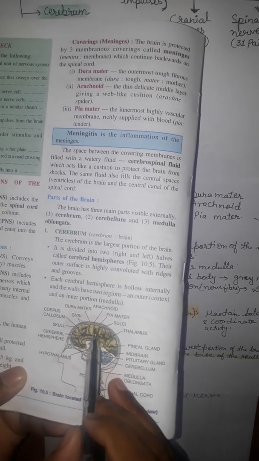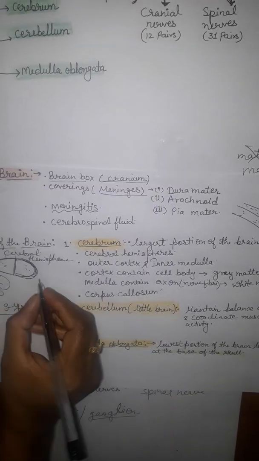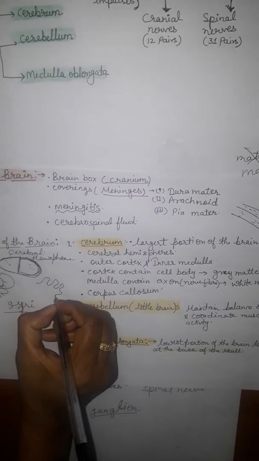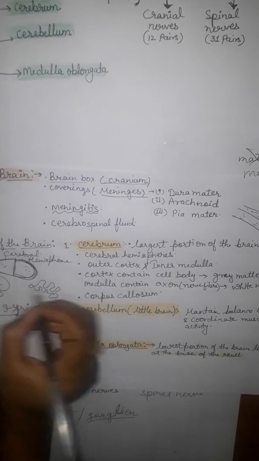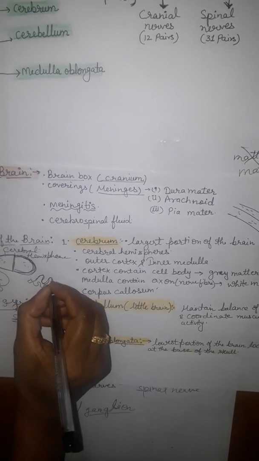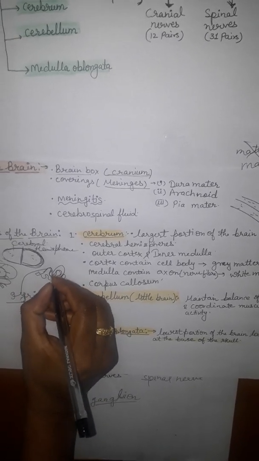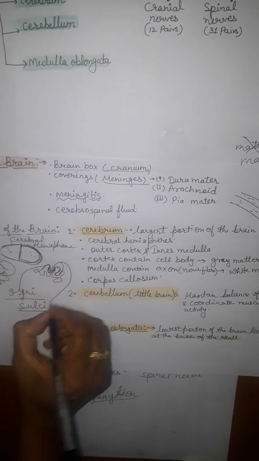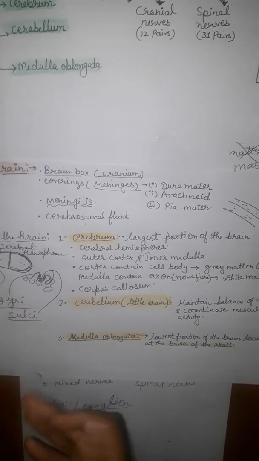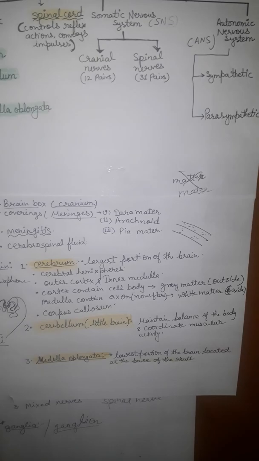See here in this picture, gyri and sulci are easily visible. These folds are called gyri and between the folds is a groove. This groove is called sulci. Suppose in the brain this type of folds and grooves are present, then the folds are called gyri and the grooves are called sulci.